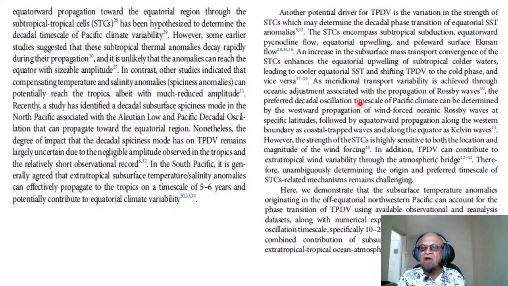The STCs encompass subtropical subduction. Subduction is where an anomaly from the surface ducks under and gets away from the atmosphere. So the subtropical subduction, equatorward pycnocline flow, equatorial upwelling and poleward surface Ekman flow is the STC. An increase in the subsurface mass transport convergence of the STCs enhances the equatorial upwelling of subtropical colder waters, leading to cooler equatorial SST and shifting TPDV to the cold phase, and vice versa.